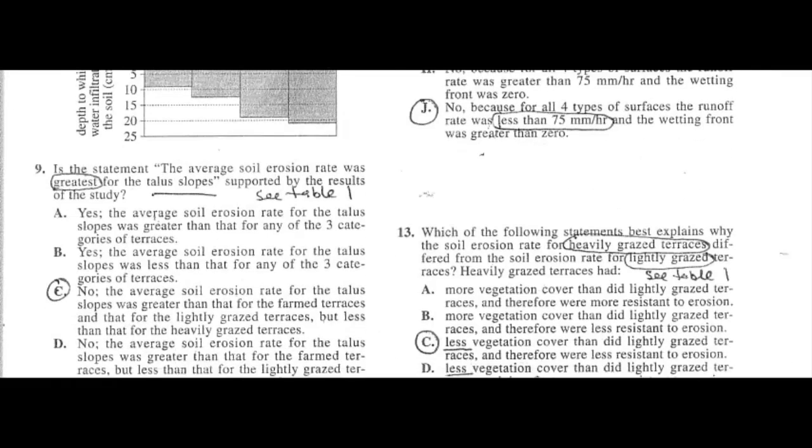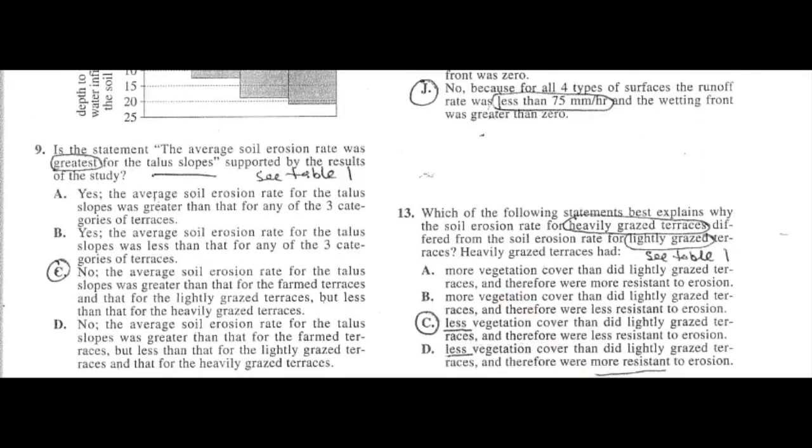If you look at problem number 13, they say this: heavily grazed terraces had less vegetation because there's going to be more grazing. So you know that more is going to be out. We can easily cross out A and B because you know that when there's heavy grazing, there's going to be less vegetation. We're left with C and D. Let's look at C. There's less vegetation covering than the lightly grazed terraces. When there's less vegetation, they were less resistant to erosion.